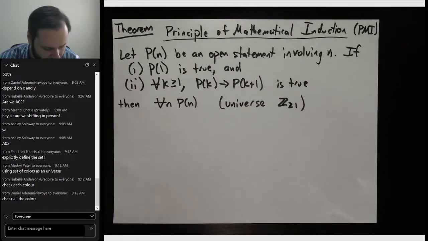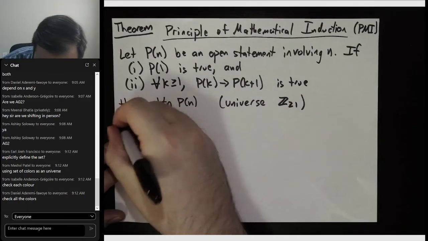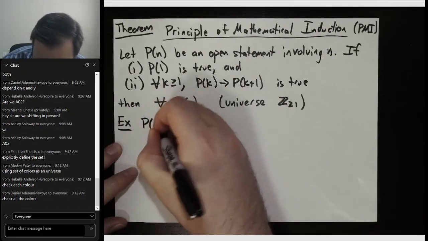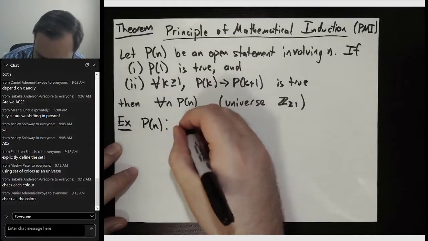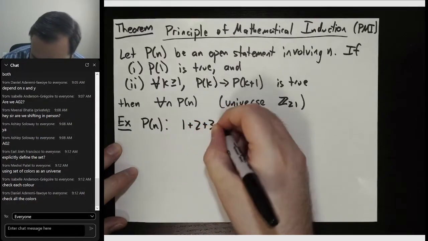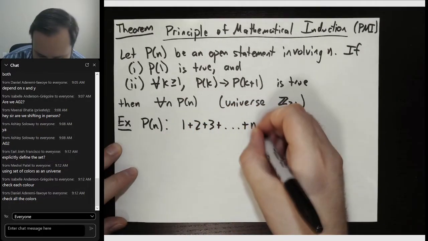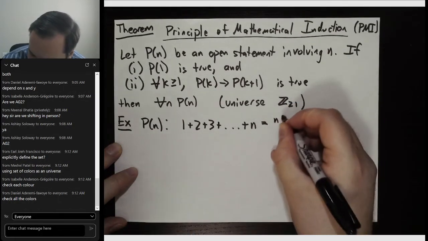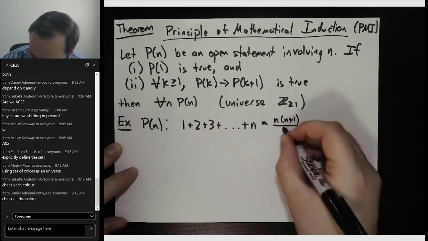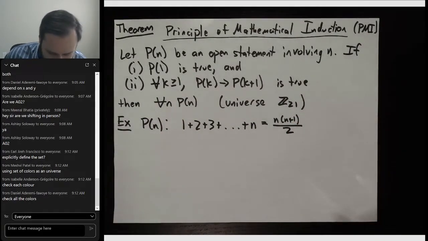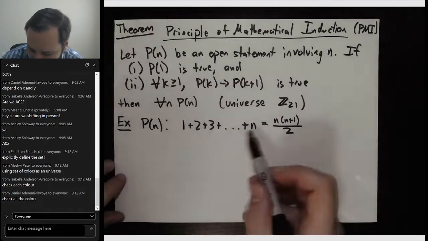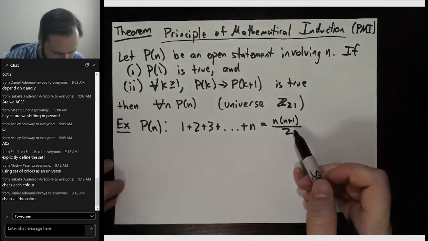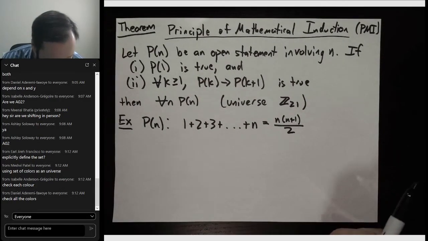So let me do an example. P of n is the statement 1 plus 2 plus 3 plus blah, blah, blah, all the way up to n. That sum is equal to n times n plus 1 divided by 2. I'm claiming if I add up the first n numbers, the value I get is n times n plus 1 over 2. Okay.